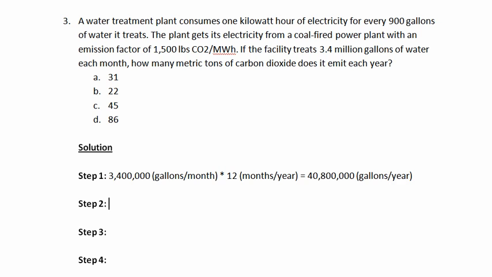Now that we know how many gallons the plant treats per year, and we know that for each 900 gallons it consumes 1 kilowatt hour of electricity, we can figure out how many kilowatt hours of electricity the plant consumes over the course of a year. 40,800,000 gallons per year divided by 900 gallons per kilowatt hour equals 45,333 kilowatt hours per year.